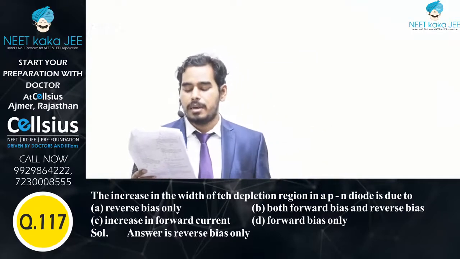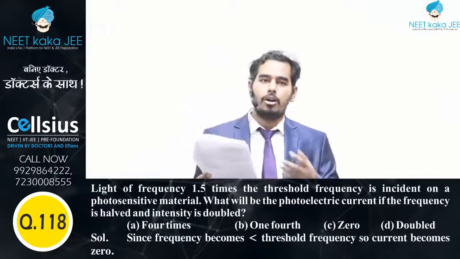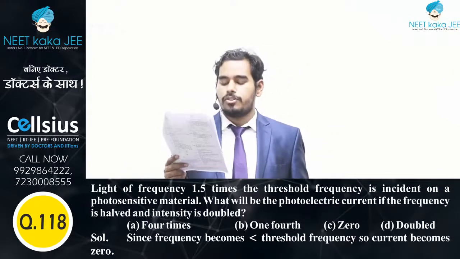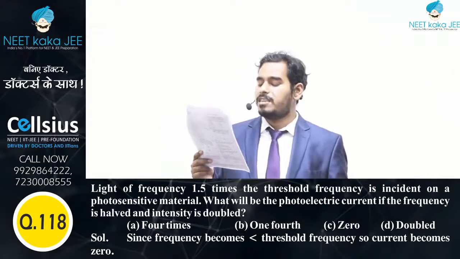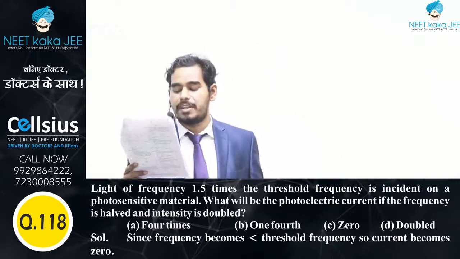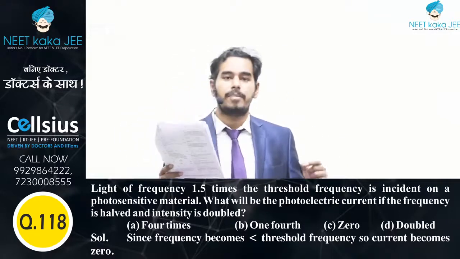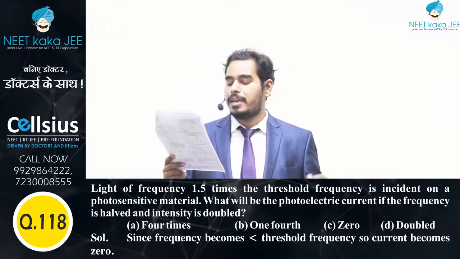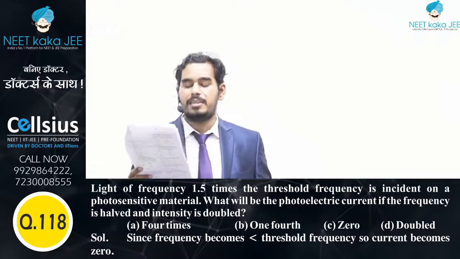Okay, now let us come to the question number 118 according to the code that we have. Question number 118 is: light of frequency 1.5 times the threshold frequency is incident on a photosensitive material. What will be the photoelectric current if the frequency is halved and intensity is doubled?